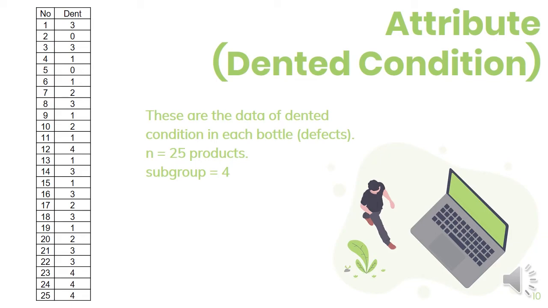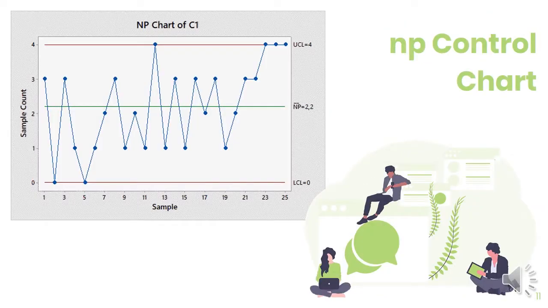Another attribute being assessed is the condition of the bottle, whether it is dented or not. The dented bottle is considered to be a defect. A total of 25 data were gathered with a subgroup number of 4. The NP chart shows the number of non-conforming units from each subgroup. Based on the graph, there are no data plots falling beyond the control limit, thus indicating that the process is in statistical control.